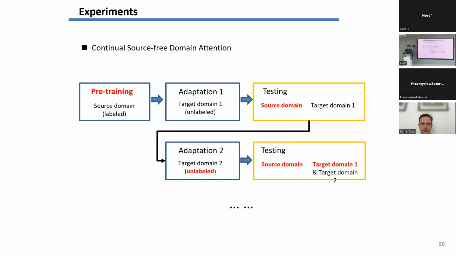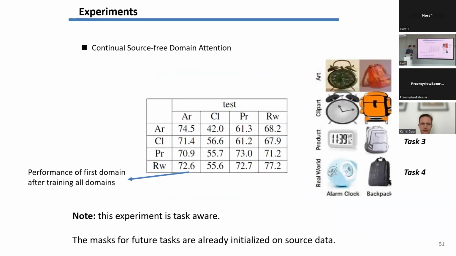We also extended this. The normal setting is one source domain and one target domain, but you can do this for multiple target domains, where all the target domains are unsupervised. In this example, we have 4 domains which we train, and only the first domain, AR, was labeled. You can see that you get good results after training. This is the performance after the 4 tasks in the last row, and it obtains good performance on all the previous tasks.